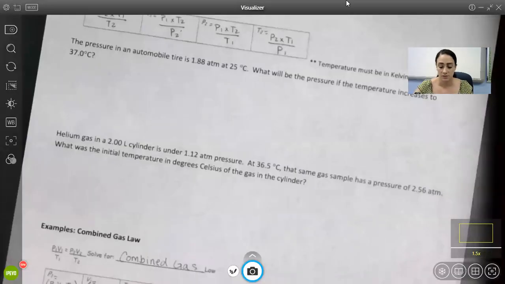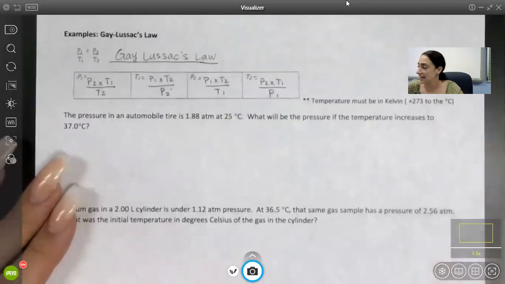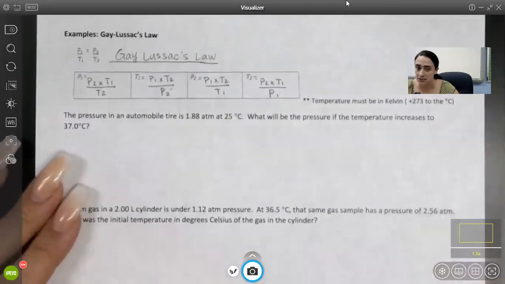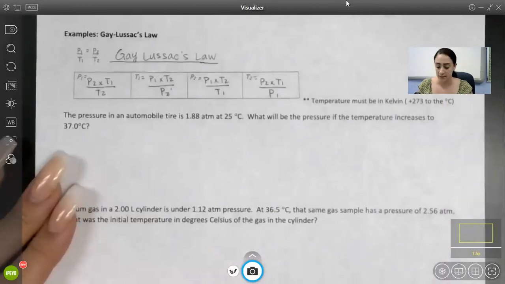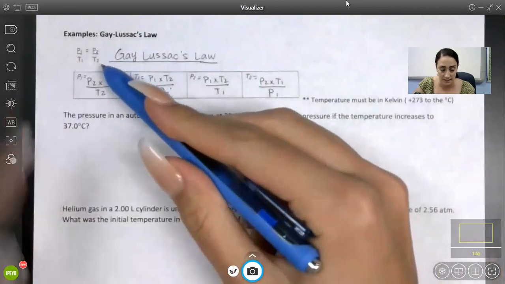Hey guys, so today we are learning about Gay-Lussac's law and the combined gas law. I wanted to give you some examples so you know how to do your assignment today. With Gay-Lussac's law, we're only working with pressure and temperature.